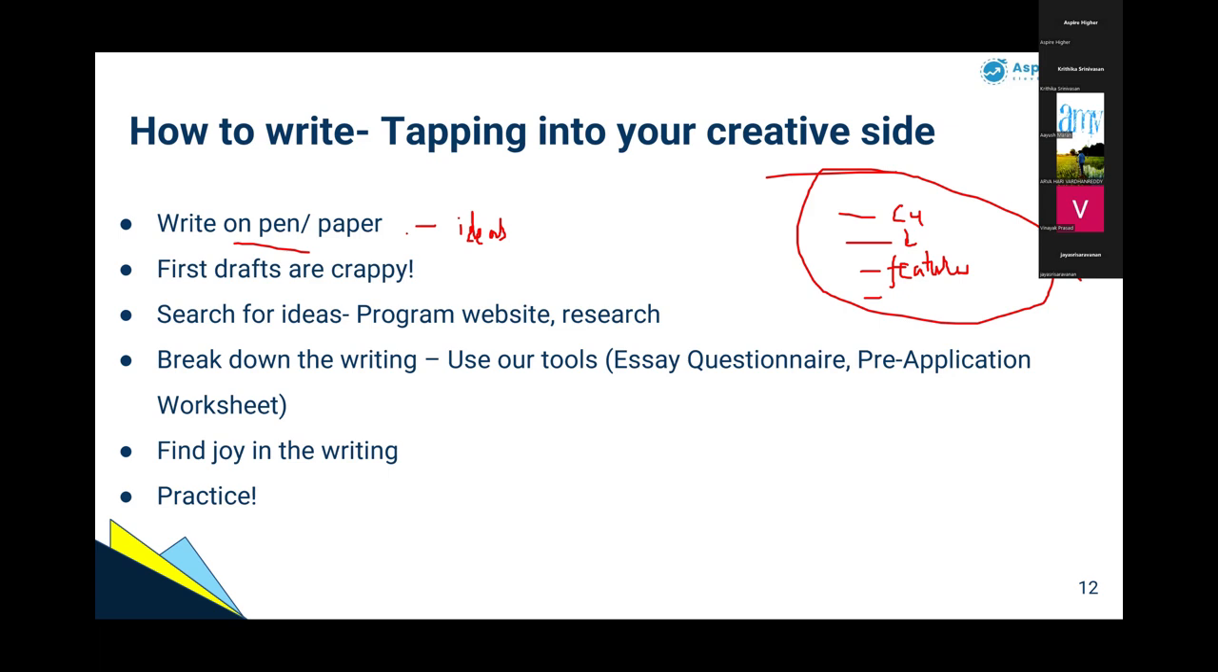All right. First drafts are absolutely crappy, meaning they're no good. First drafts will be nowhere near the final output. Perfectly okay. You have to understand that it takes a lot of iterations.